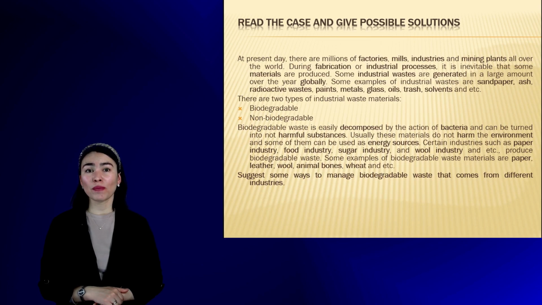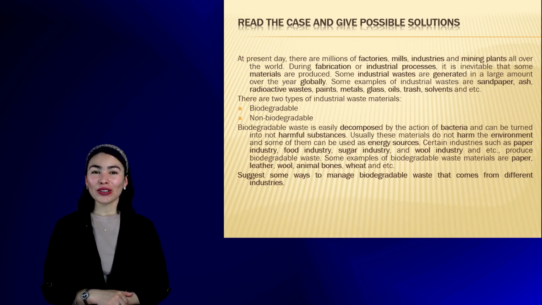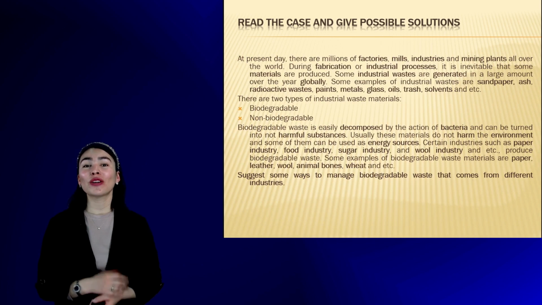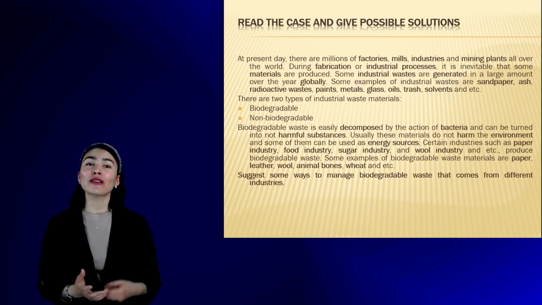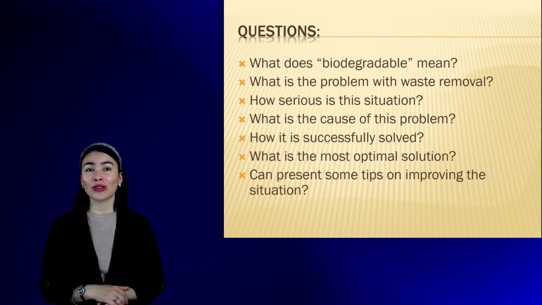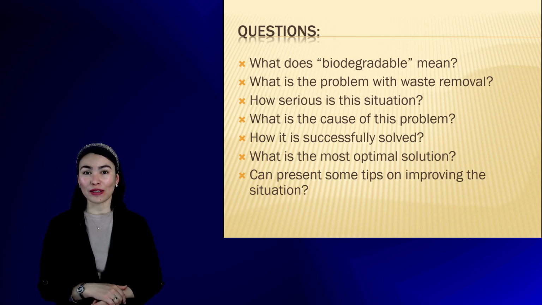Certain industries such as the paper industry, food industry, sugar industry, and wool industry produce biodegradable waste. Some examples of biodegradable waste materials are paper, leather, wool, animal bones, wheat, and so on. You are going to suggest some ways to manage biodegradable waste that comes from different industries. So there are some questions that you have to discuss with your friends and come up with possible solutions.